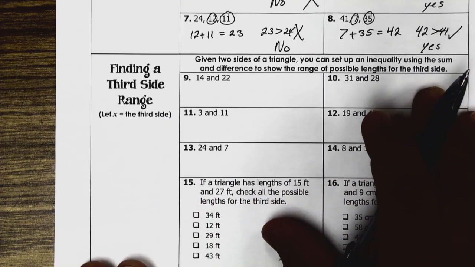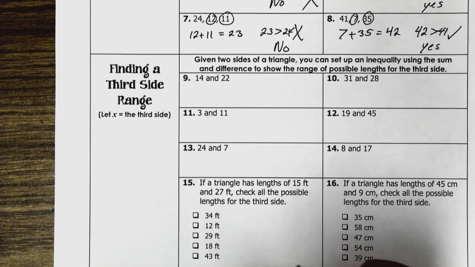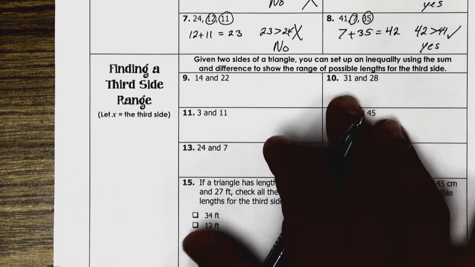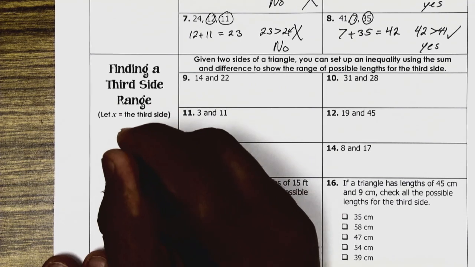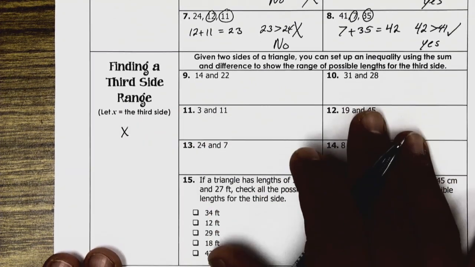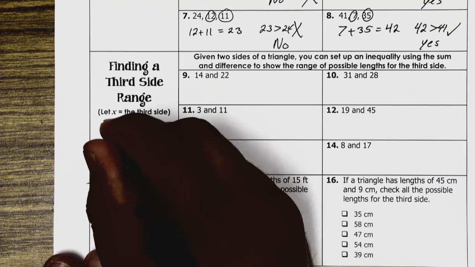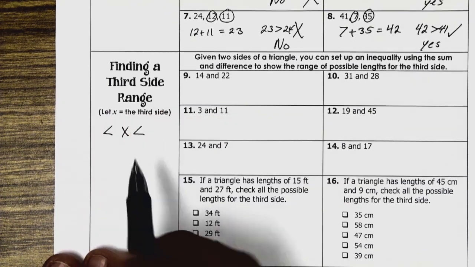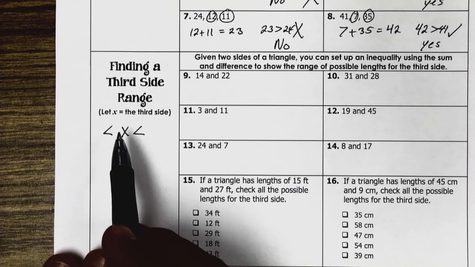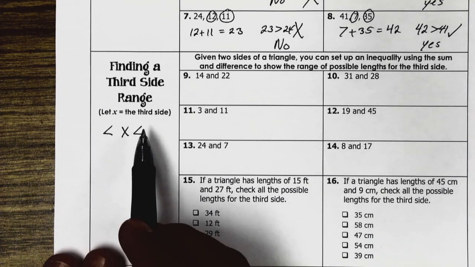So the way it's going to work, I'm going to do it over here on the side, is you're going to set up a compound inequality that looks like the following. You're going to have x be the measure of the possible measures of the third side. And then you're going to set up a compound inequality like this, where these are less than signs, where x is greater than this, and then x is less than this.